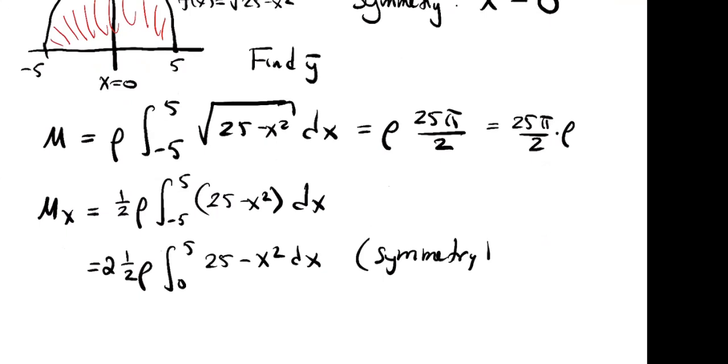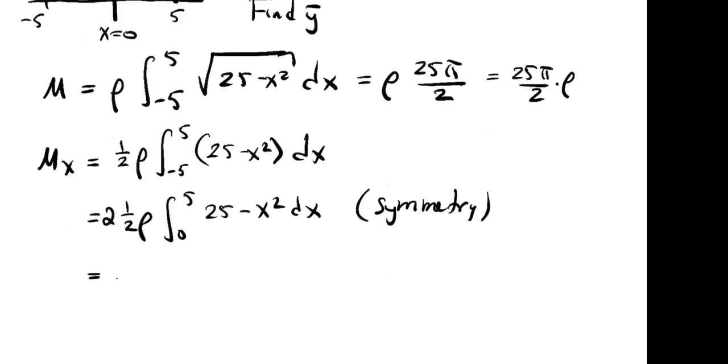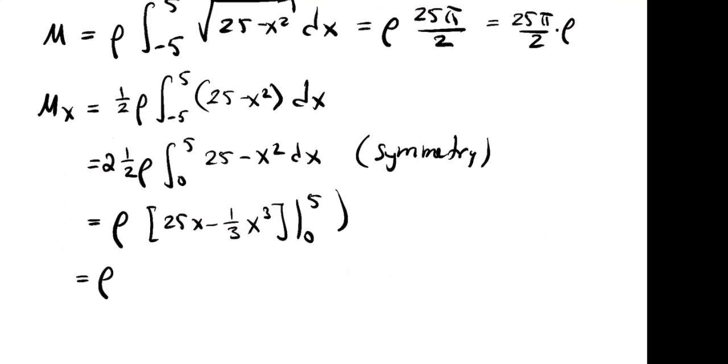Always trying to take advantage of symmetry if I can. 2 times 1/2 is 1. The antiderivative of that thing is 25x minus 1/3 x cubed, which I need to evaluate from 0 to 5. So I'm getting rho times 125 minus 1/3 of the same, minus 0. So that's 2/3 of 125, or 250 over 3. And that's times rho.